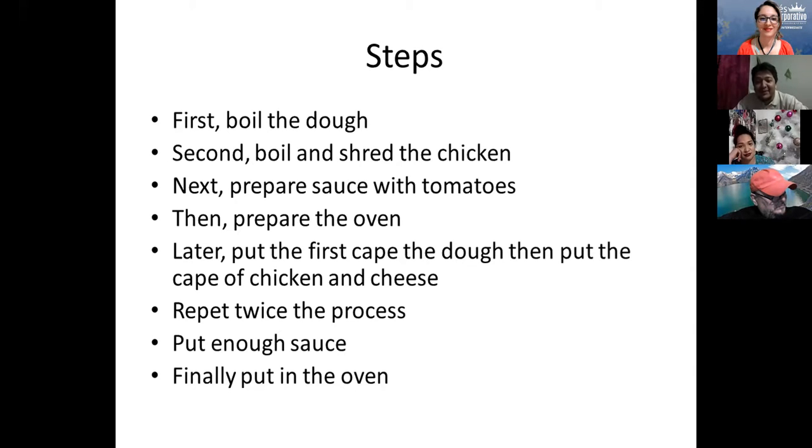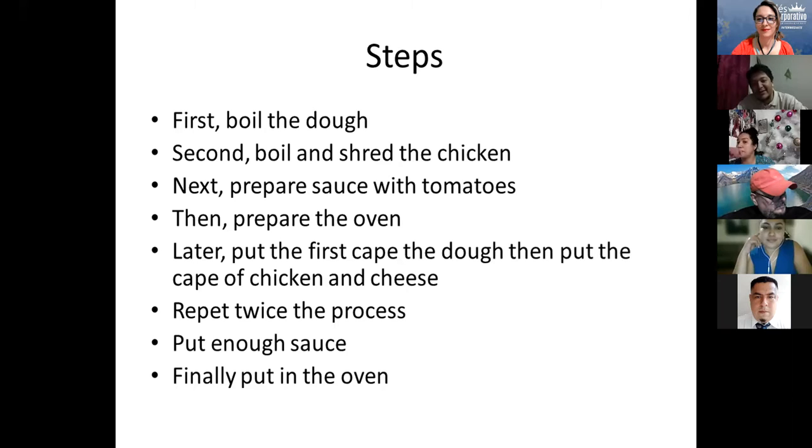You prepare, follow these steps. First, boil the pasta. Second, boil and shred the chicken. And next, prepare sauce with tomatoes. Then prepare the oven, 180 degrees, please. Later, put the first layer, the pasta, then put the layer of the chicken and the cheese. Repeat twice the process and put enough sauce. And finally, put it in the oven and enjoy your meal.